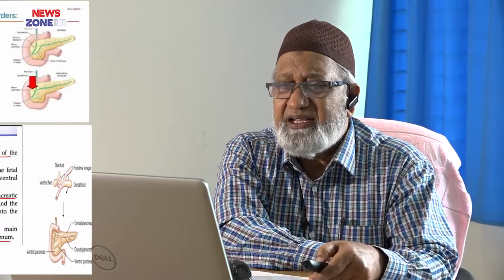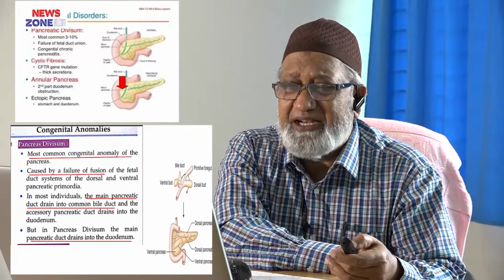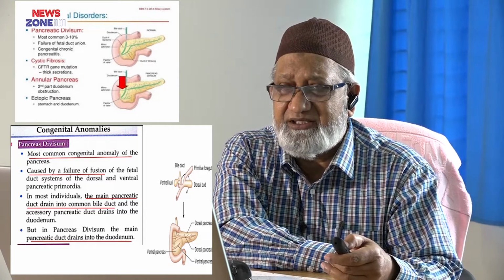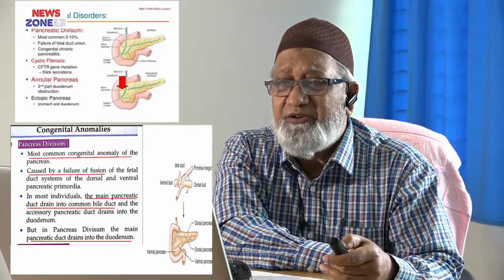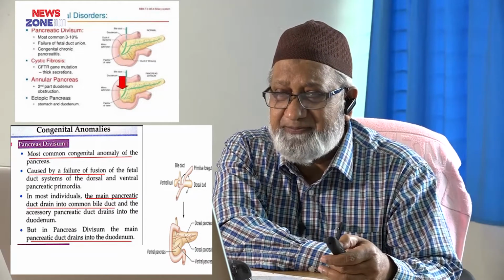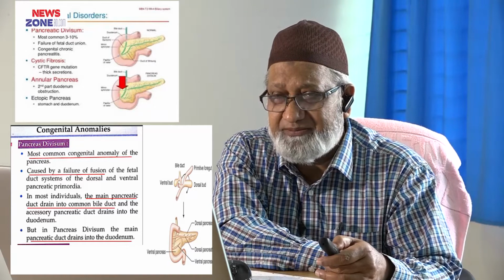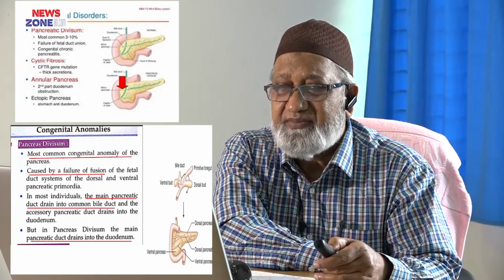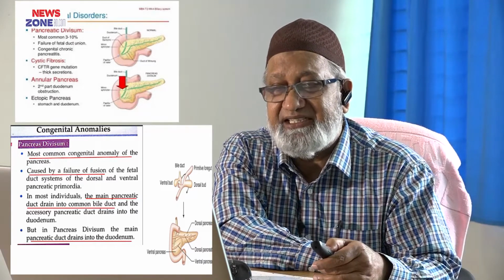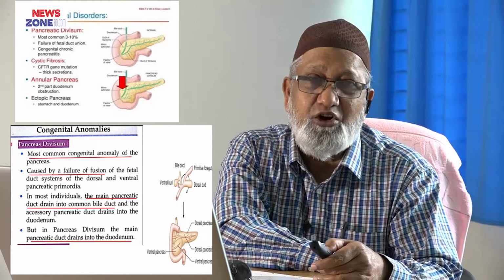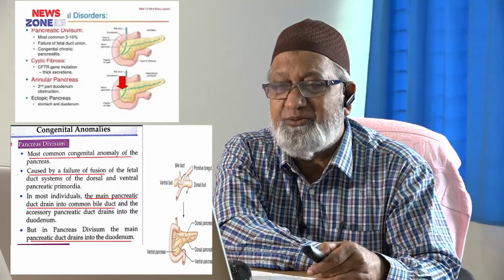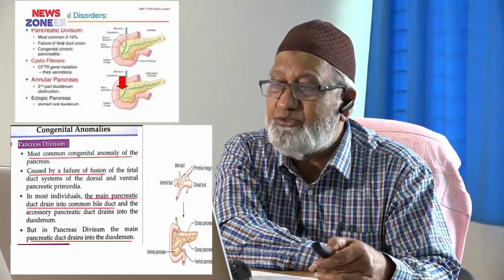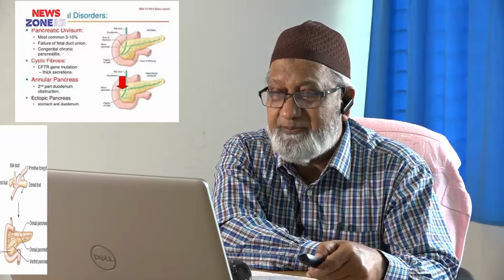Among the congenital anomalies, pancreas divisum is the most common. What happened? Failure of fusion of the dorsal and ventral pancreatic primordia. Normally the main pancreatic duct drains into the common bile duct, but in pancreas divisum, the main pancreatic duct opens directly into the duodenum.